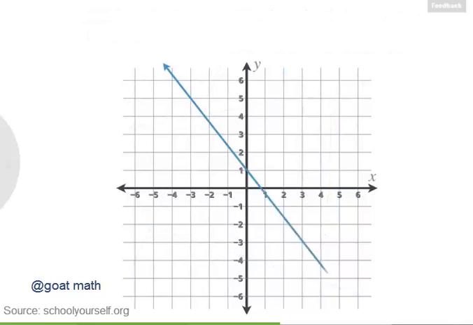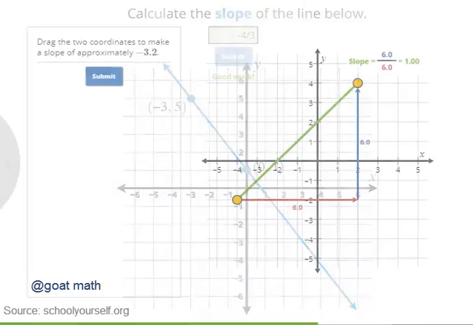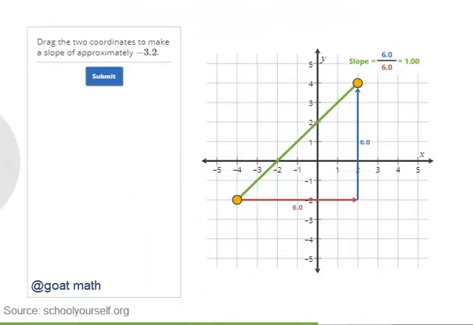So next, take a look at this line, which goes through the points -3, 5 and 0, 1. Go ahead and calculate the slope of this line. Okay, let's try some interactive questions.